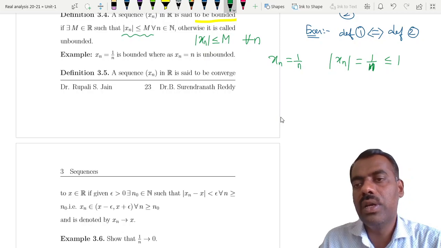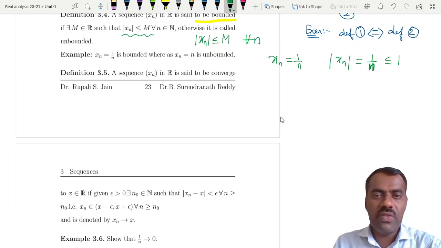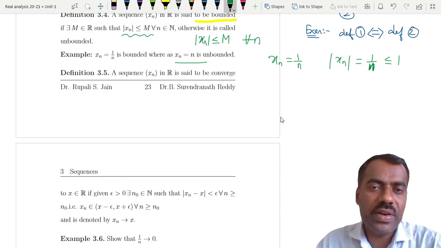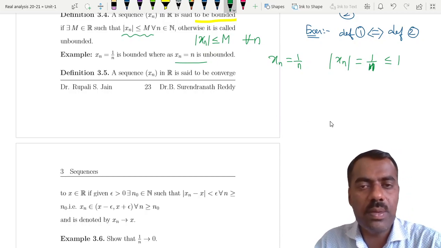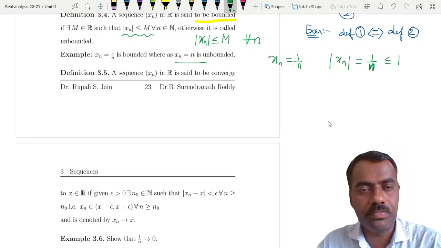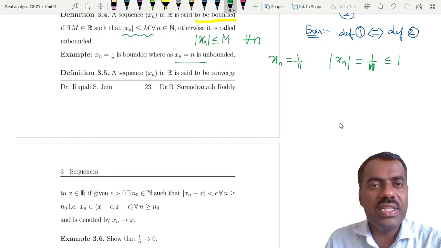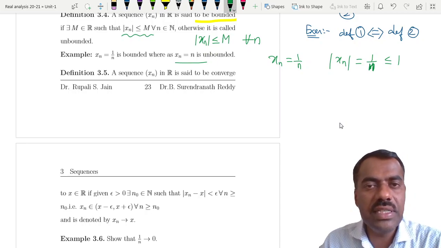So therefore, this is a bounded sequence, whereas xn equal to n is unbounded because we have already seen that the natural numbers are not bounded above, right? Fine. Now we go to another definition. We are seeing all the definitions first, then we'll see some properties.